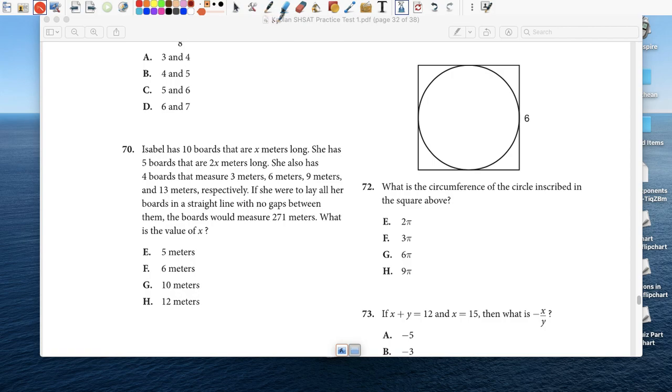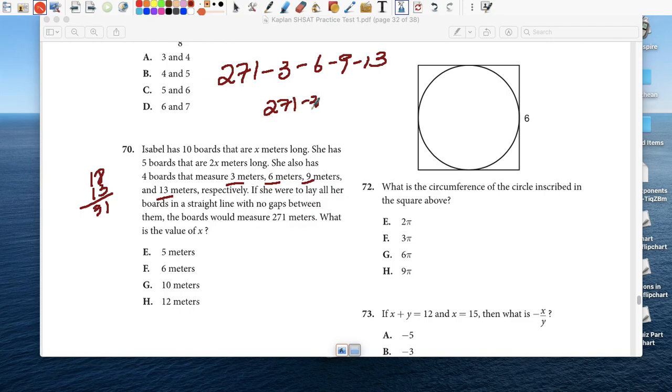Okay, so let's do that. So we know the total is 271, right? We have some that we don't know. Let's take the ones that we know. We have one board that's 3, 6, 9, and 13, right? So let's subtract those ones. We could have added all these up first. 3 and 6 is 9, 9 and 9 is 18, 18 and 13 is 31. So we could have done 271 minus 31, and that gives us 240, right?